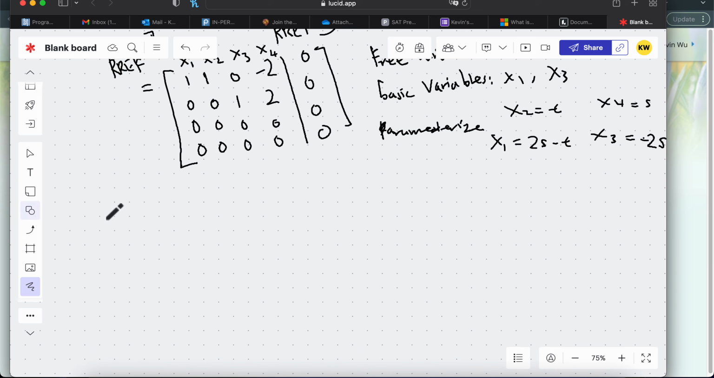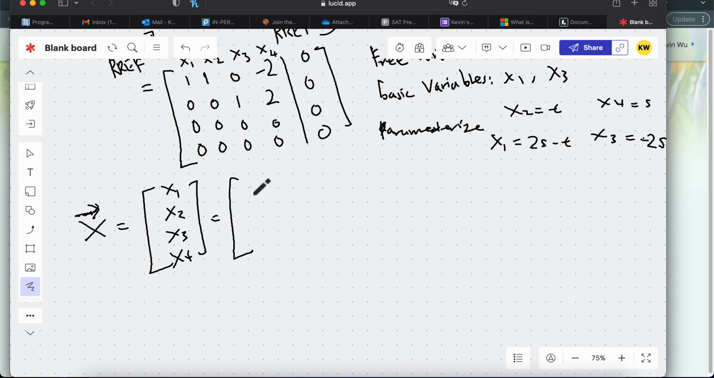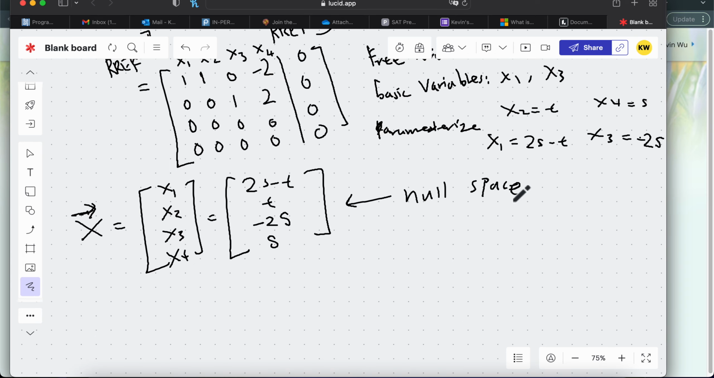Step 4 is our vector x equals x1, x2, x3, x4, which is equal to, what is x1? Well, it is 2s minus t. x2 is t, x3 is minus 2s, and x4 is s. Perfect. Now, this right here is my null space. It's my null space for matrix A.